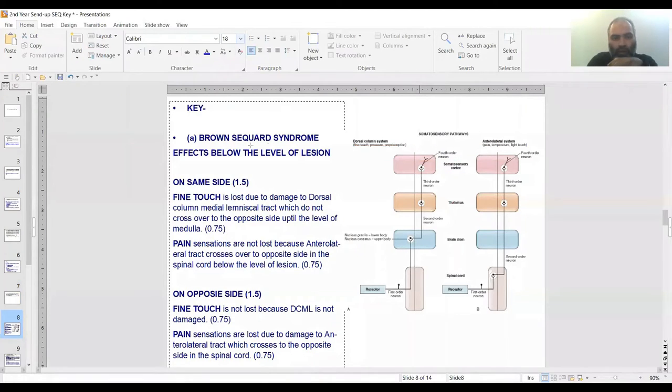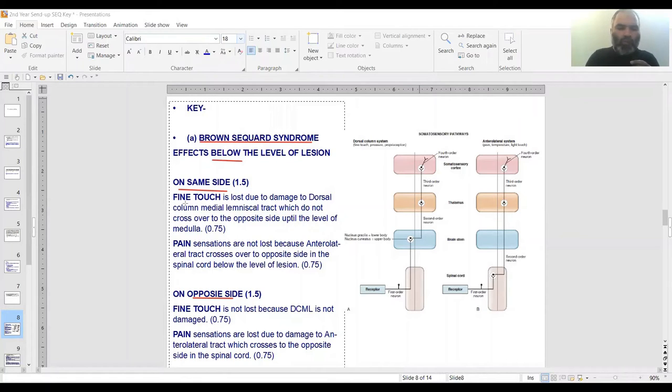The key is, again, straightforward. Brown Sequard syndrome is the diagnosis. Effects below the lesion, remember it's below, so it's divided into same side and opposite side. You were asked only two.